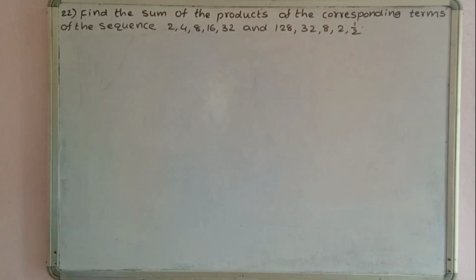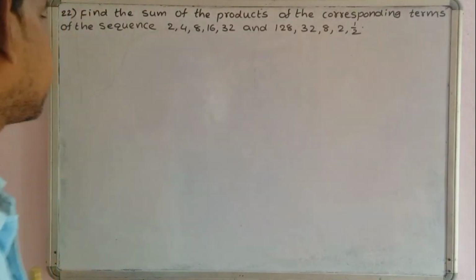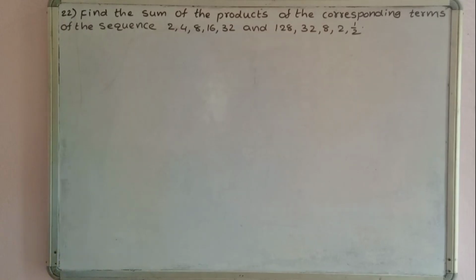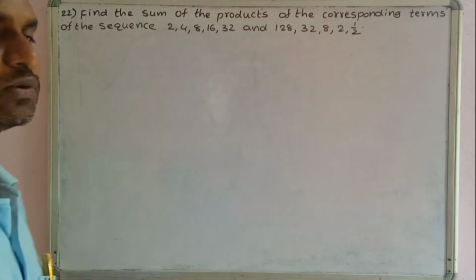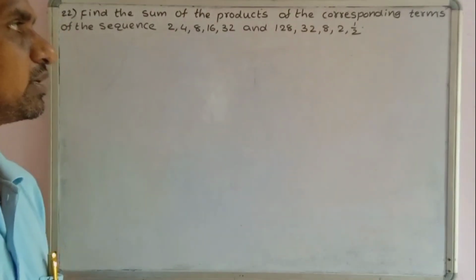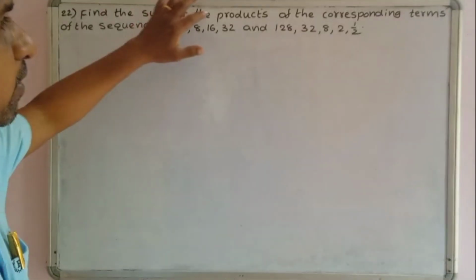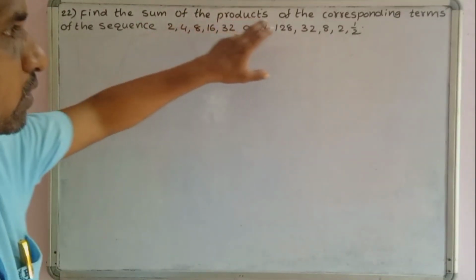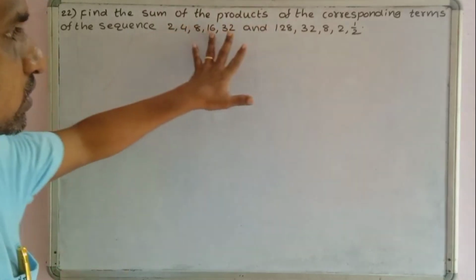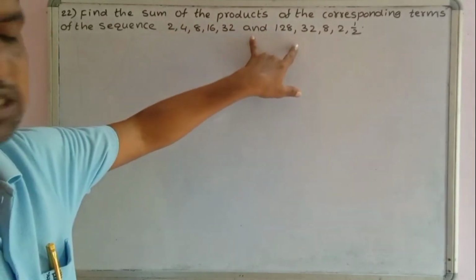Find the sum of the products of the corresponding terms of the sequence 2, 4, 8, 16, 32 and 128, 32, 8, 2, 1 by 2. Find the sum of products of corresponding terms. The product of corresponding terms of two sequences: here two sequences are there. Do the product of corresponding terms.